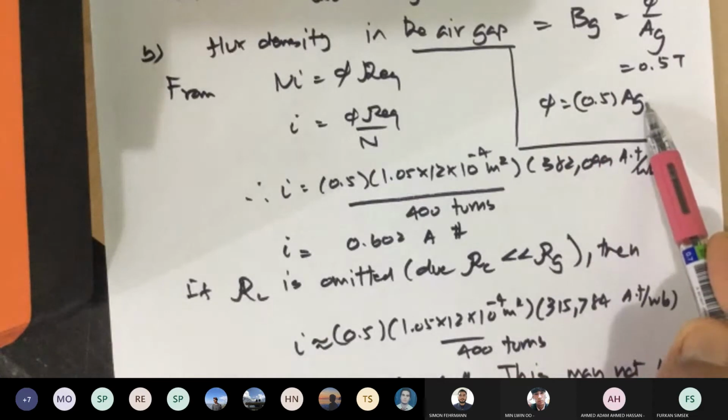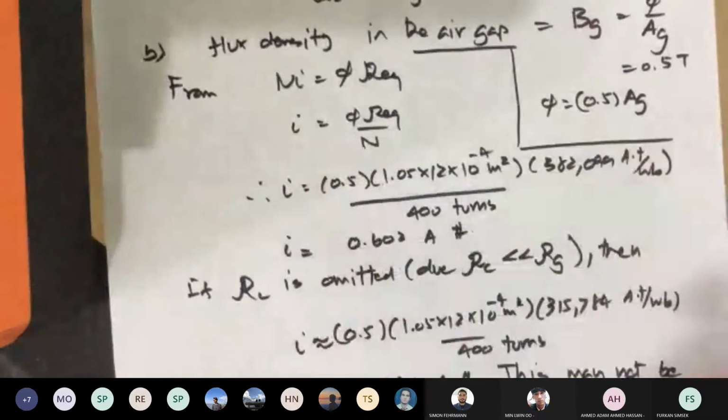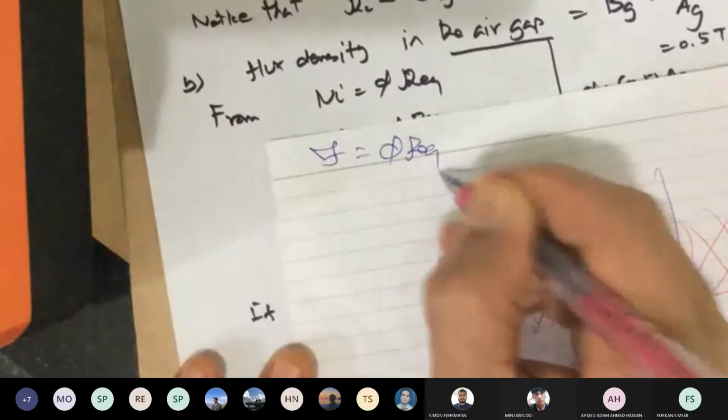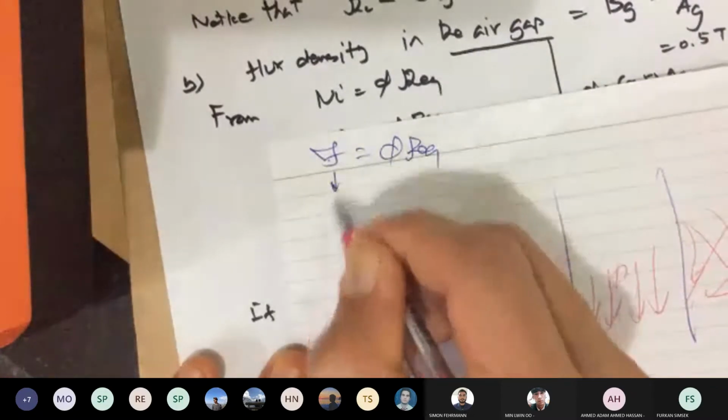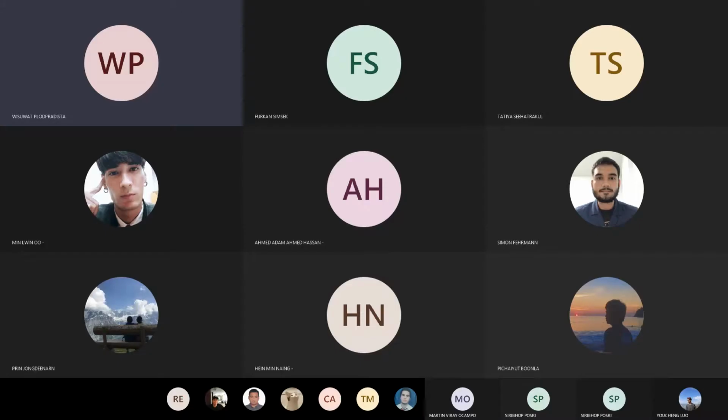Once you got phi, you can determine the current. Using the magnetic circuit equation, magnetomotive force equals phi times REQ. And this is N times I equals phi times REQ, shown there. So therefore, your current has to be phi times REQ divided by N. And we want phi. Phi has to be in terms of Bg times Ag, the requirement for the problem. And we found that out. So substitute all the numbers in. 0.5 times Ag, which is phi, times REQ divided by the number of turns, you get 0.602 amps.